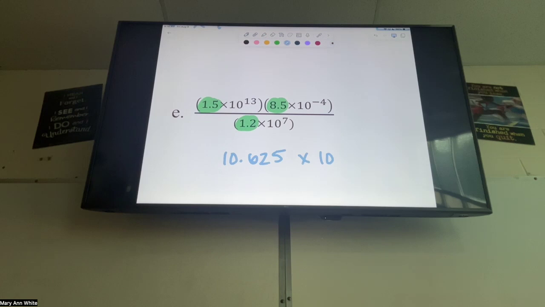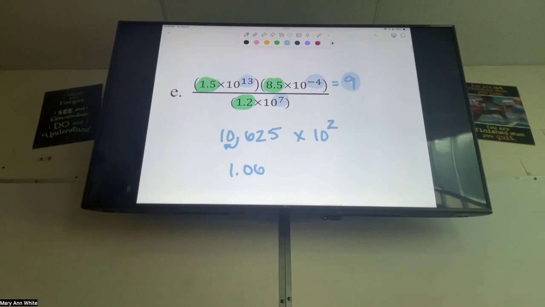Same thing as what we were doing before. We're gonna do our exponents. I'm gonna do my numerator first, 13 and -4. We're going to add those together, so that becomes 9. And then I'm going to subtract 7 from 9 and get 2. Am I done? One more step, move that decimal. 1.0625 times 10 to the what power? 3. Very good.